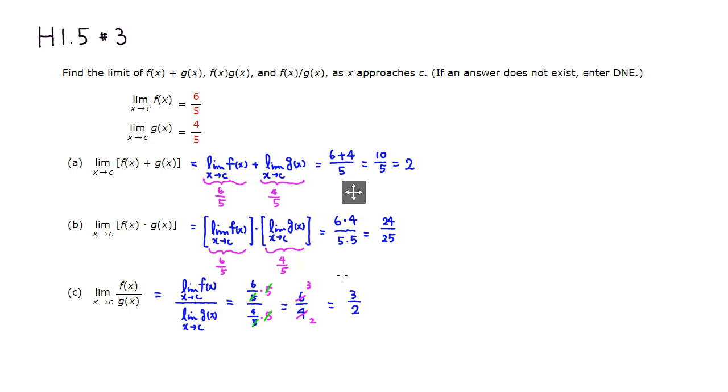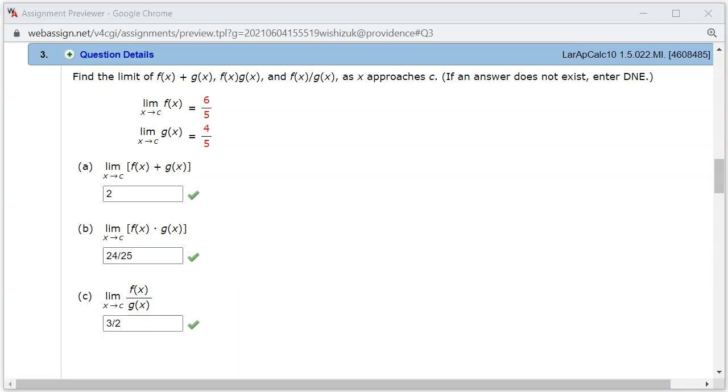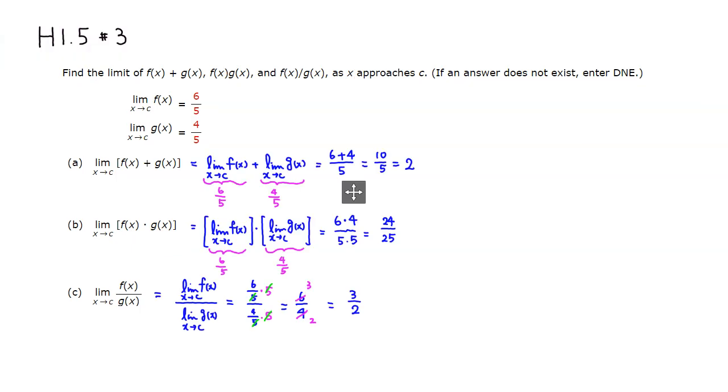So let's type it in. We got 2 as the first answer, the second answer was 24 over 25, and the last answer was 3 halves. Let's check the answer. It came back, and it looks like we got all 3 correct. That's it. I hope that this was clear.